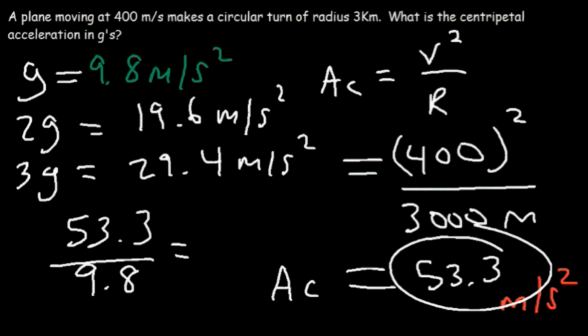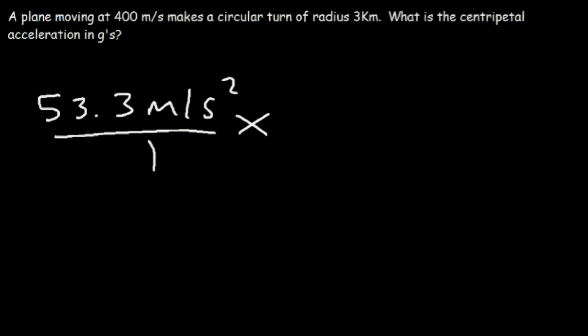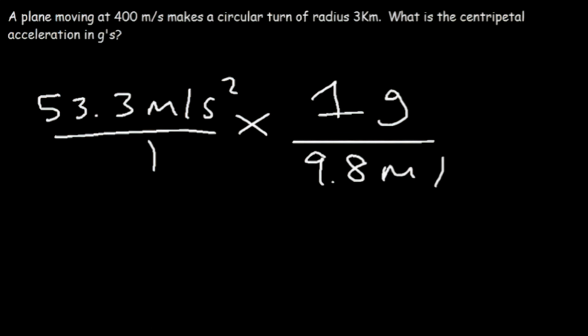So the answer is 5.44 g's. Now, if you want to understand why it works that way, you could use the principles of unit conversion. So we have an acceleration of 53.3 meters per second squared. And we know that 1 g is equal to 9.8 meters per second squared.